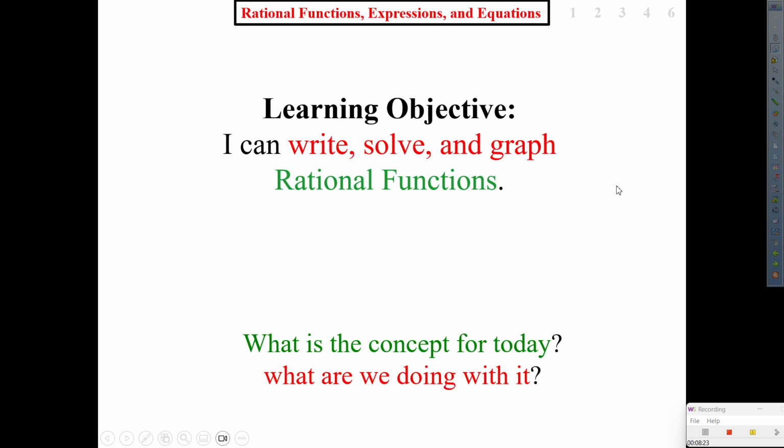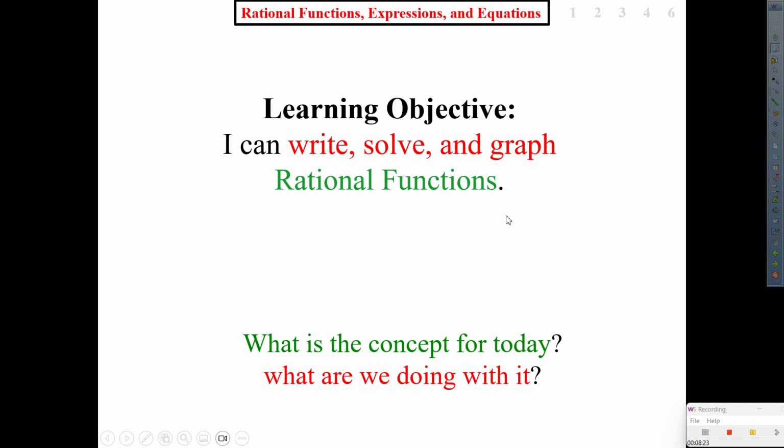I can write, solve, and graph rational functions. By now, when I say rational functions, 2 things should come up in your noodle. Tell your neighbor what they are. What are the 2 things you think about when you hear rational functions? What do you hear? What comes up in your noodle? All right, let's go with Leo. What are the 2 things that come up in your noodle, Leo?